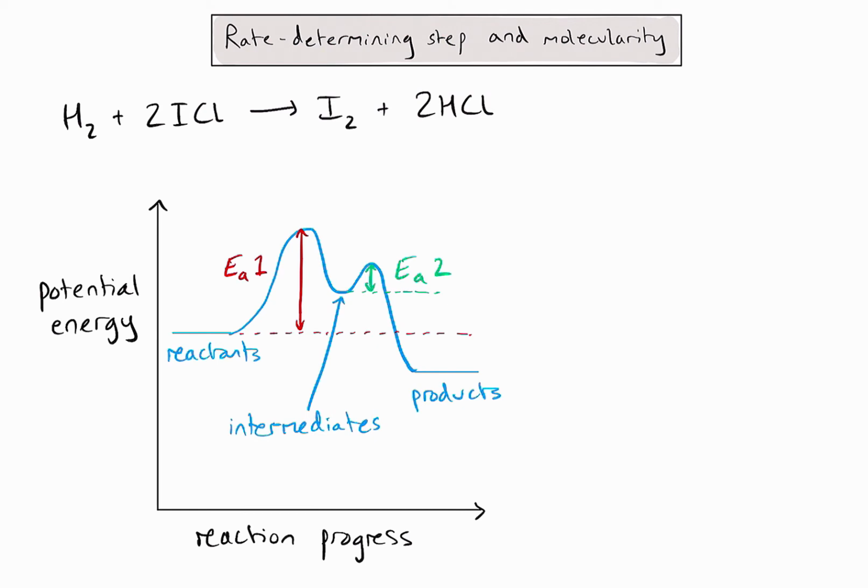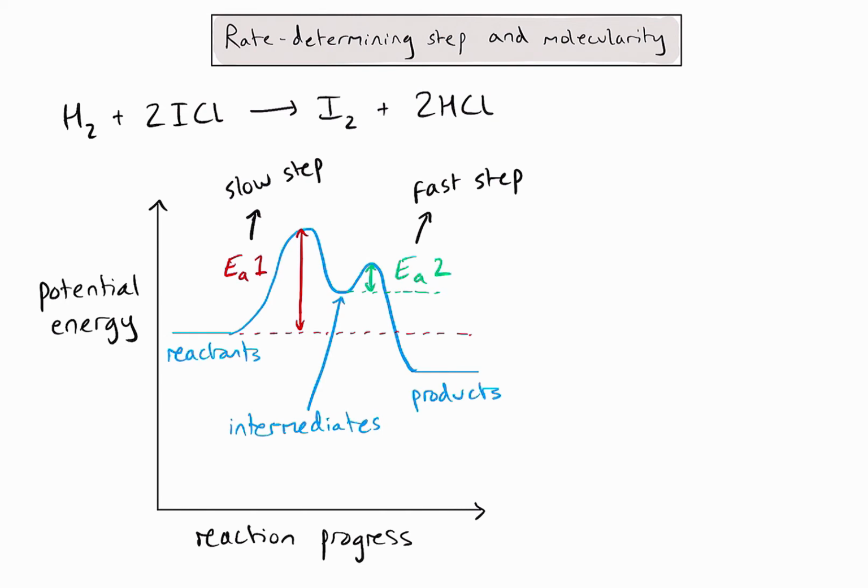If one of these activation energies is much greater than the other one, this is going to be the slower step in my mechanism because the activation energy is greater, so fewer particles will have the required energy to react, so that step is going to take longer. And we call that step the rate determining step, or the slow step, in contrast to the smaller activation energy, which is referring to a fast step.